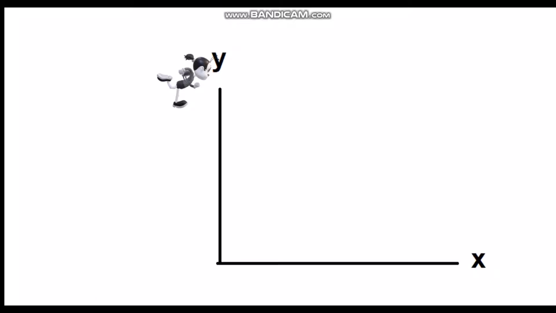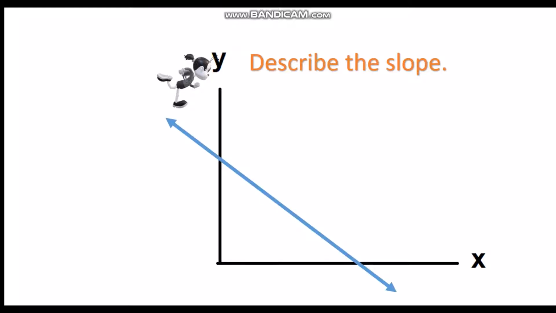Now let's put this into context of this slope right here. Would this slope be positive or negative? The person is going down a hill. We're moving downward, and since we're moving downward, the slope is negative. So the slope would be negative here.